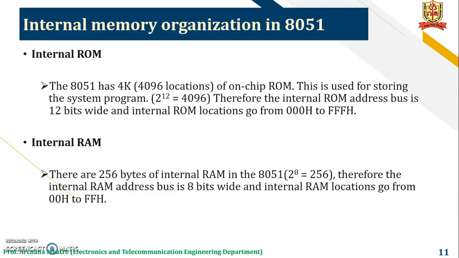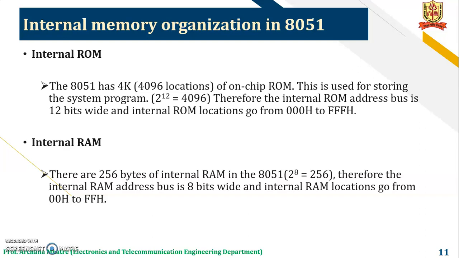Now first the internal memory: it consists of internal RAM and ROM. Internal ROM is of 4 KB, that is 4096 locations of on-chip ROM. This is used for storing the system program. 2 raised to 12 is equal to 4096. Therefore, the internal ROM address bus is 12 bits wide and internal ROM locations go from 000H to FFFH.